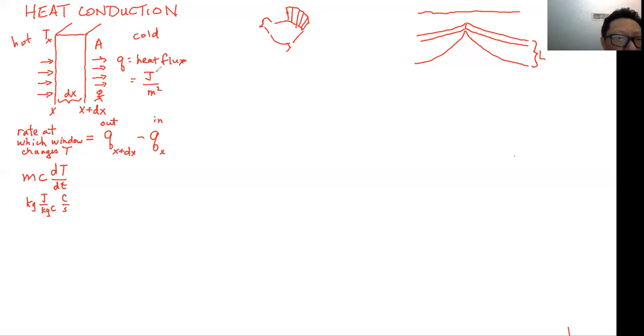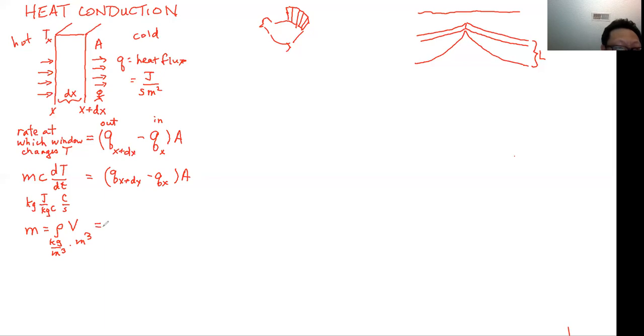Now, because I've set my heat flux here as joules per second per meter squared, I need to multiply by the area. And so what you'll have here is Q at X plus dX minus Q at X times the area here. Now, mass is density times volume, right? So this is kilograms per cubic meter times meter cubed. So we just have that.